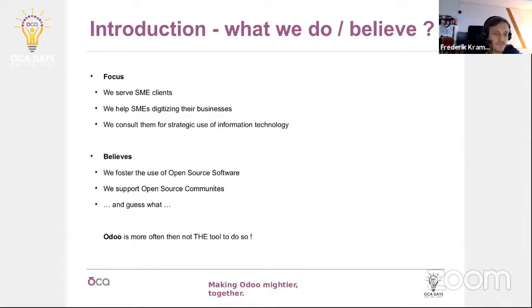We believe that it's really relevant to foster the use of open source software, because we think that it's not economically desirable to reinvent the wheel twice, but rather to share ideas with the community that are generic enough to be brought to life in a community. That's why we support open source communities, and especially the OCA. And you can guess what? Odoo is more often than not the tool to do so, because we believe it's a perfect framework to build business applications on top.